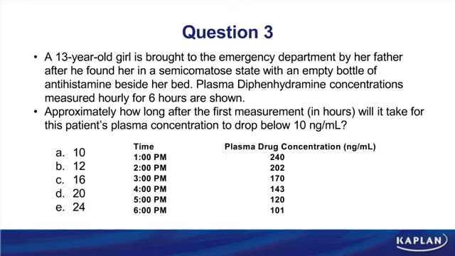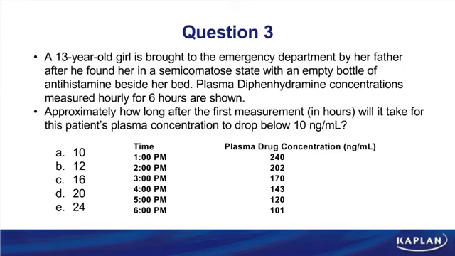Here's our next question. Once again, pause the video, review the question, and then we will discuss. So we've got a 13-year-old girl. She's brought to the emergency department by her father. It seems like this girl has taken a lot of the antihistamine diphenhydramine. And we've got some information that shows the diphenhydramine concentrations measured hourly for 6 hours. The question wants to know how long after the first measurement it is going to take for the patient's plasma concentration to drop below 10.